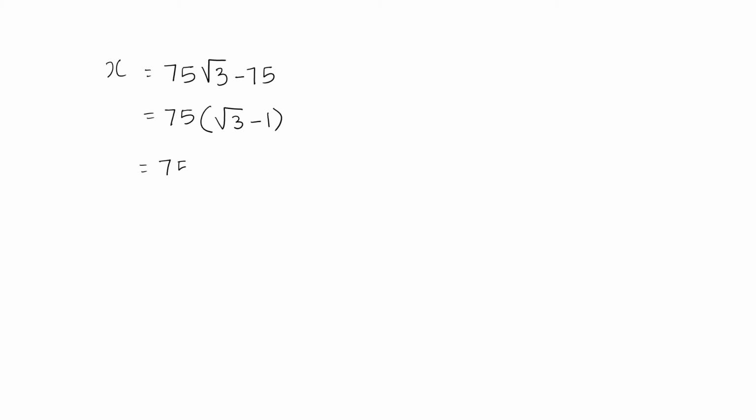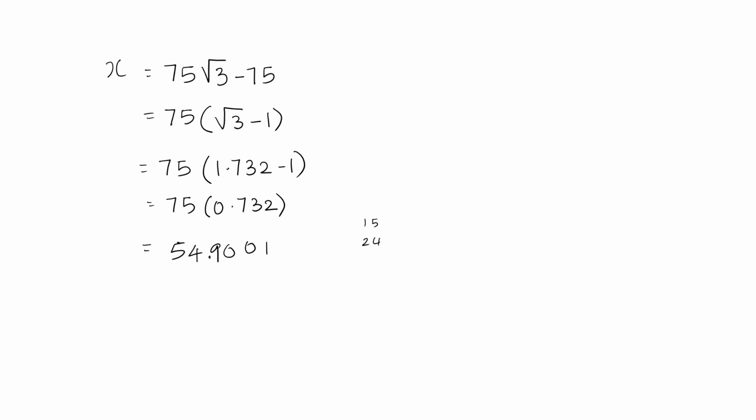You can multiply this also: 75 into 1.732 minus 1, so 75 into 0.732. You can multiply. 75 twos are 150, 15. 75 threes are 225, so 240, remainder 24. So 75 sevens are 525 plus 24, 549. So 54.9 meter is the answer.